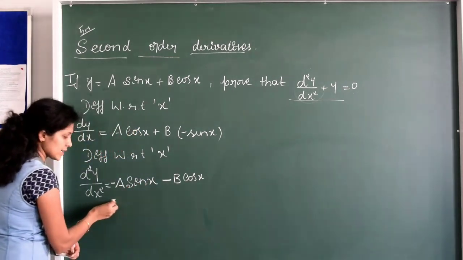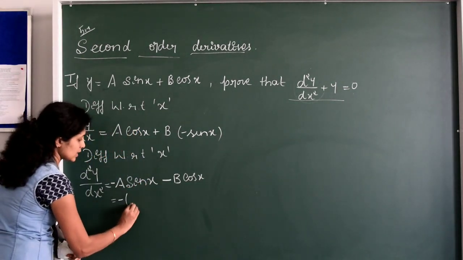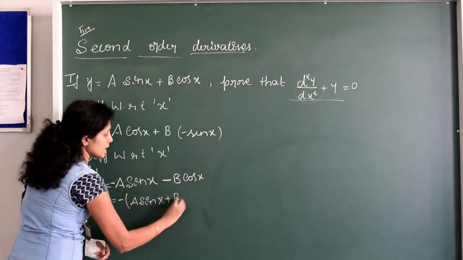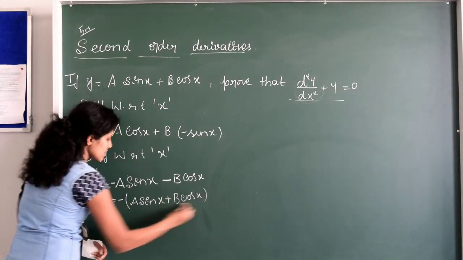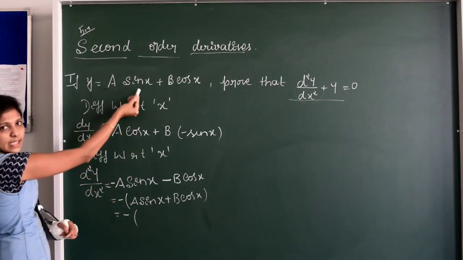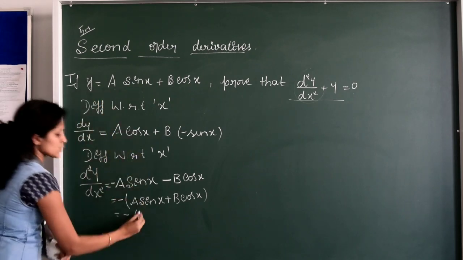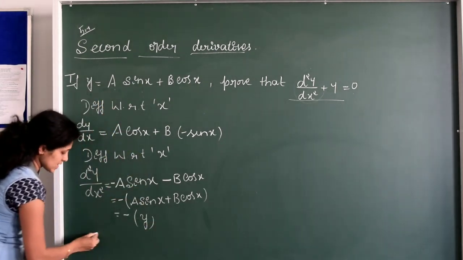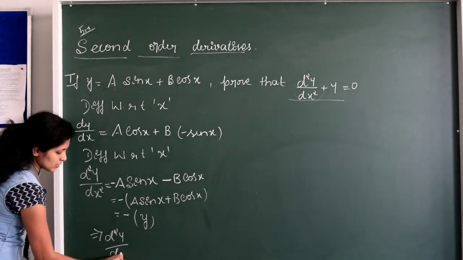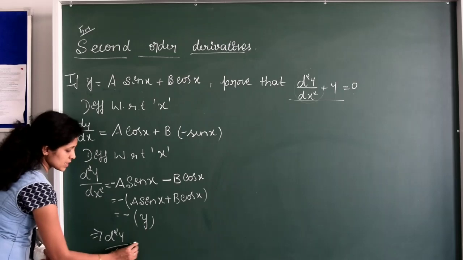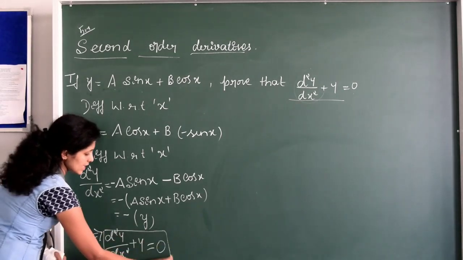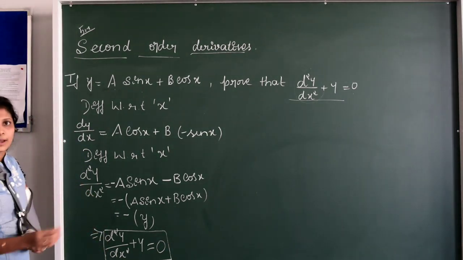So by this I can take minus common, right? Minus into a sin x, is it clear, plus b cos x. Simple problem this is. So this is equal to minus, what is a sin x plus b cos x? a sin x plus b cos x is equal to y. So I can write this as y. So by this we can write d square y divided by dx square minus y, which when it comes here is plus y, is equal to 0. We proved this one, right? Easy, simple one. So easily you can score 5 marks in this concept.